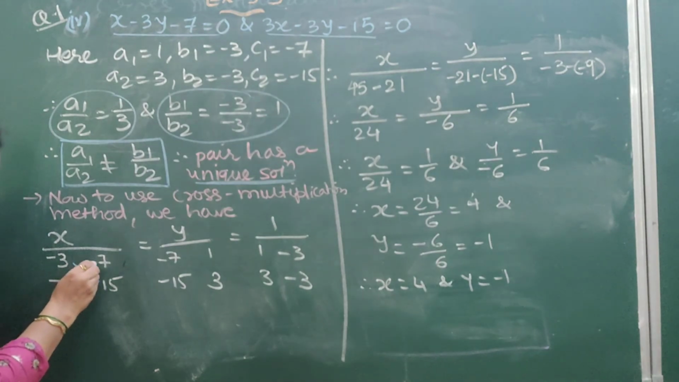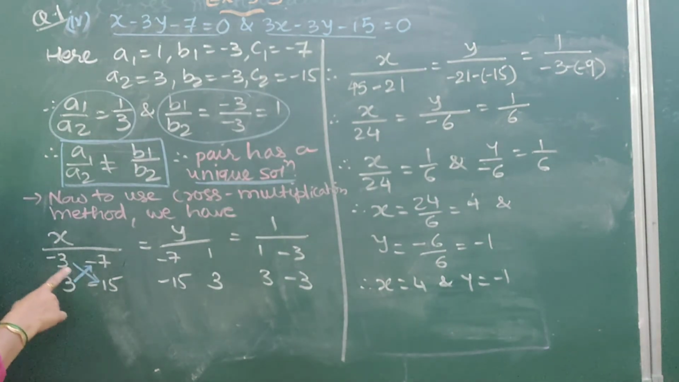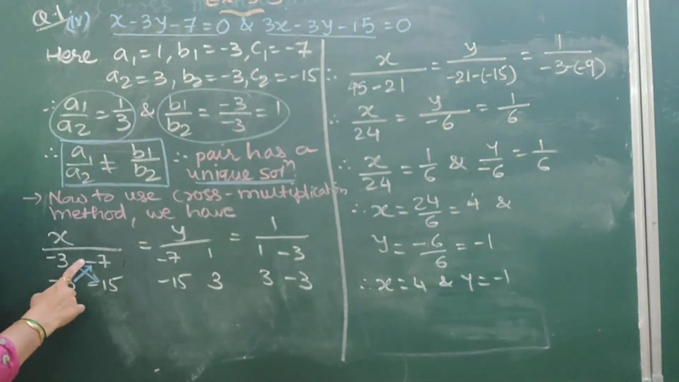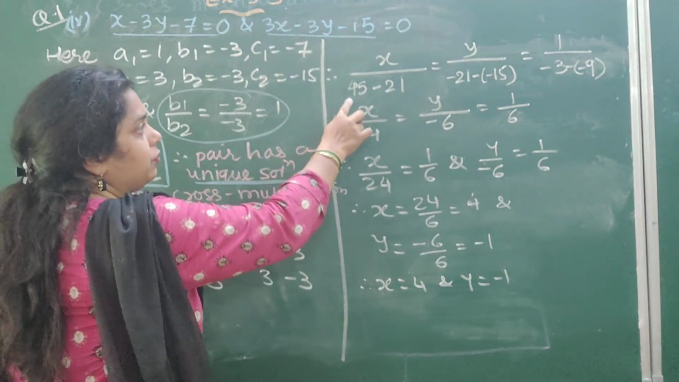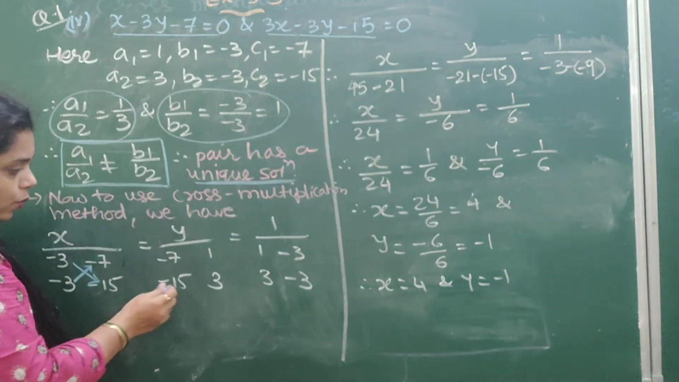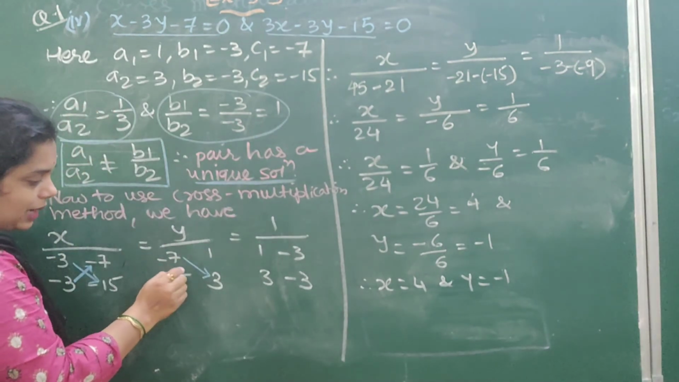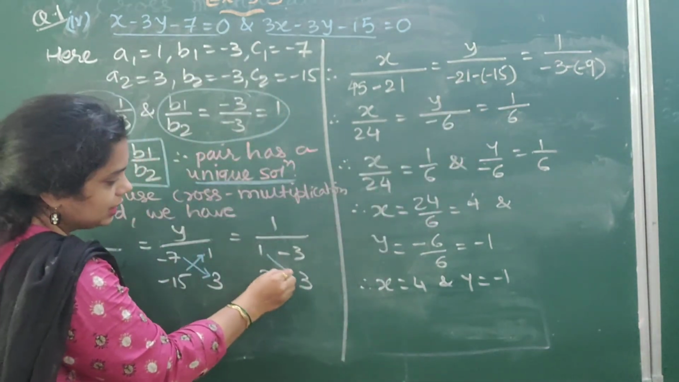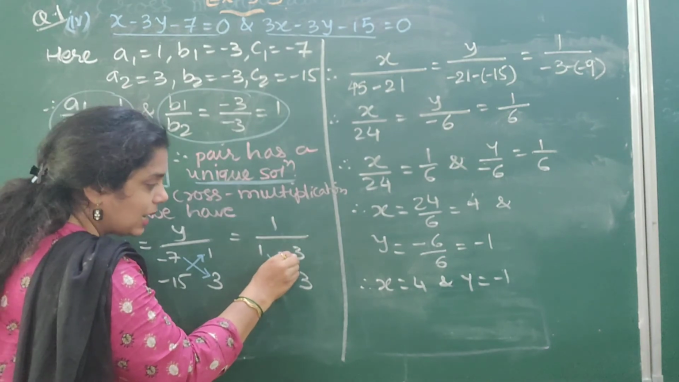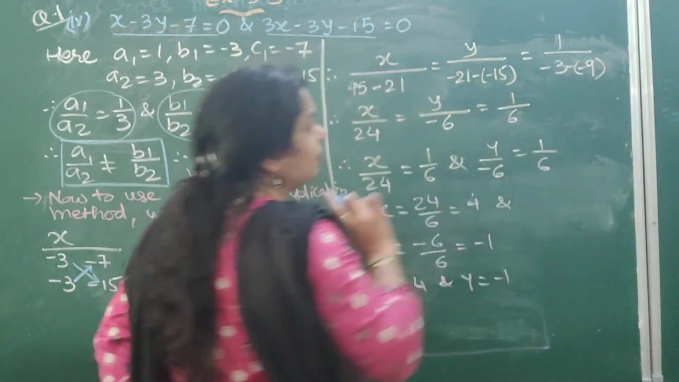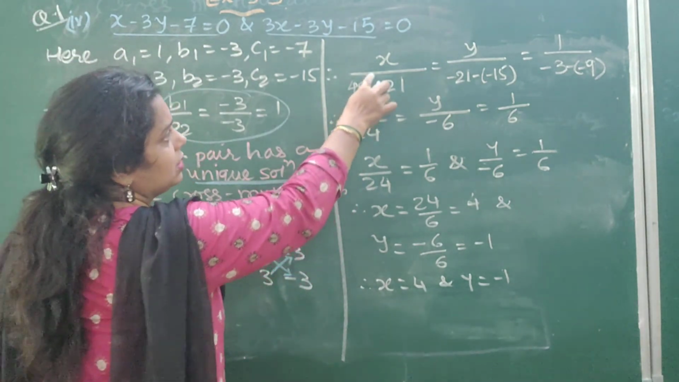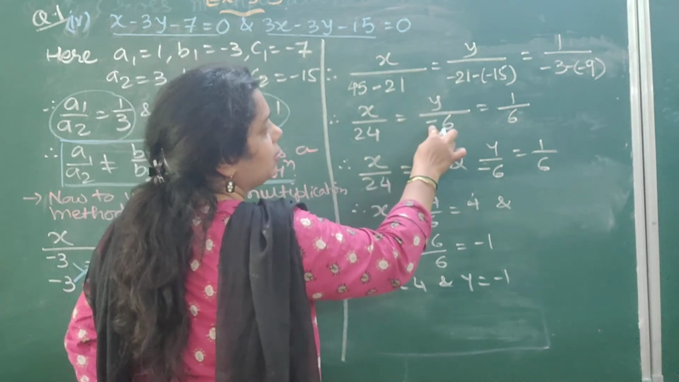A cross multiplication. So -3 times -15, minus minus plus, 15 threes are 45. And here again -7 times 3 is 21. And again it is minus here. So 45 minus 21. Minus 21, minus 15. So minus minus becomes plus. Minus 3, minus 9. So minus minus becomes plus. Is it clear? So this way, if we simplify, x by 24, we get x by 24, y by -6 and 1 by 6.